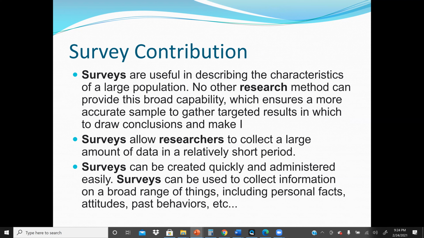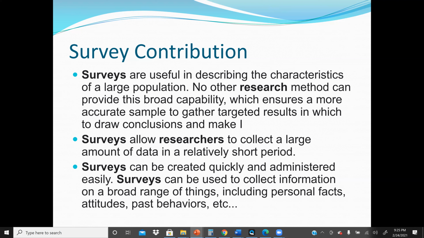Survey contributions are very useful in describing the characteristics of a large population. No other research method can provide this broad capability. Most of the time, when we are conducting research, we use a sample instead of a large population. This shows a more accurate sample to gather targeted results from which to draw conclusions. This conclusion is then applied to the population to characterize the population.